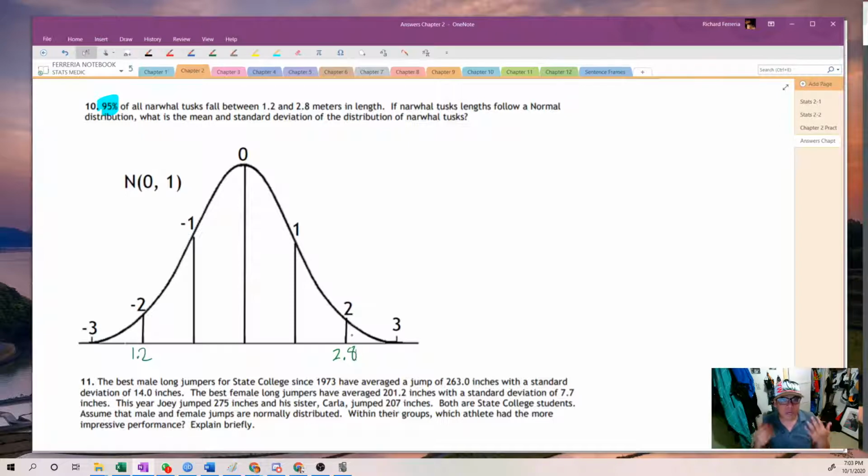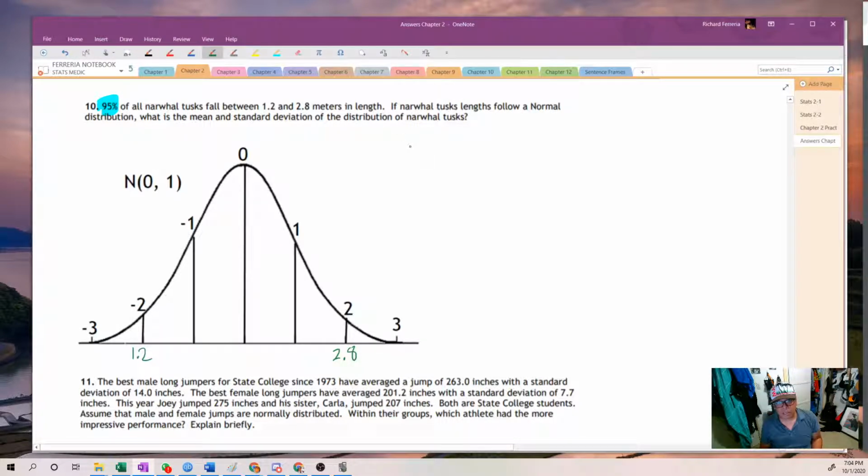Again, the only reason I know that is because I've memorized that 68, 95, 99.7 rule. So you really need to memorize that to get through these with a lot of efficiency. Now, how do I find the mean? Well, the mean should be exactly in the middle of 1.2 and 2.8. So let's just find the average here.